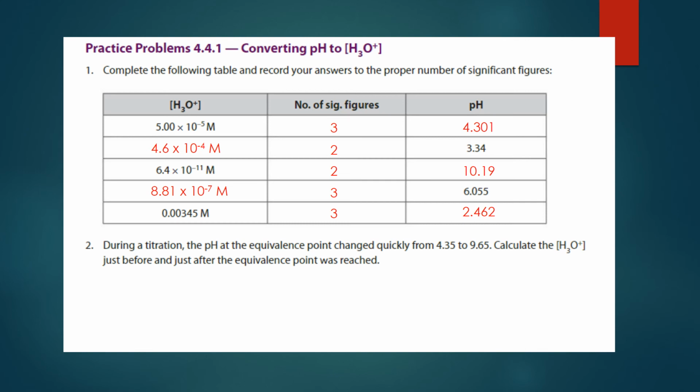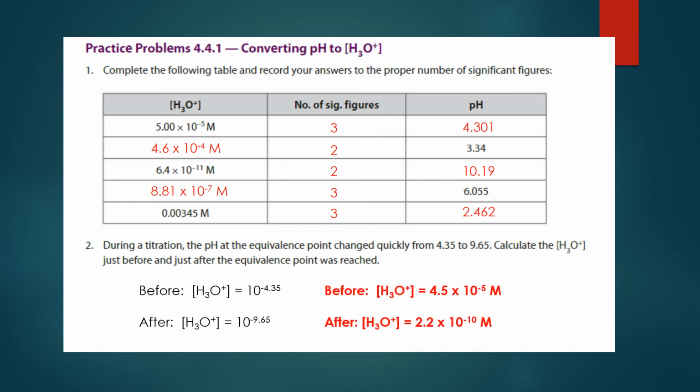With the second question here, it says during a titration, the pH at the equivalence point changed quickly. Calculate the concentration of hydronium before and after. With these ones, I'm just going to plug in the numbers. I'm taking 10 to the negative 4.35 for the before value, and 10 to the negative 9.65 for the after value, and I get my final answers. You'll notice with sig figs, 4.35 is 2 sig figs because we're counting after the decimal point. So that's what I'm reporting the final answer to.